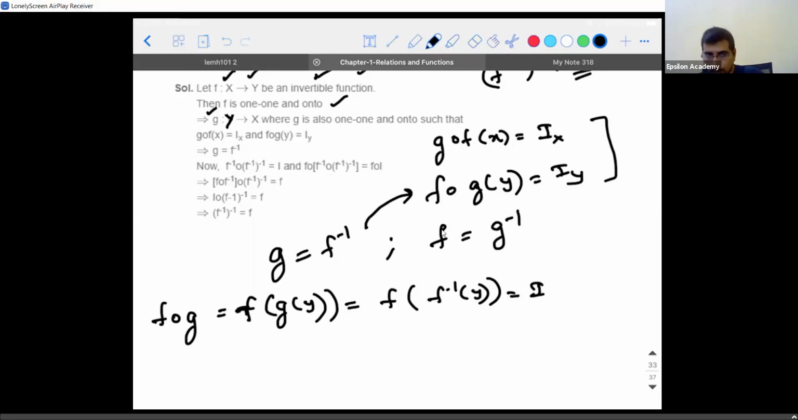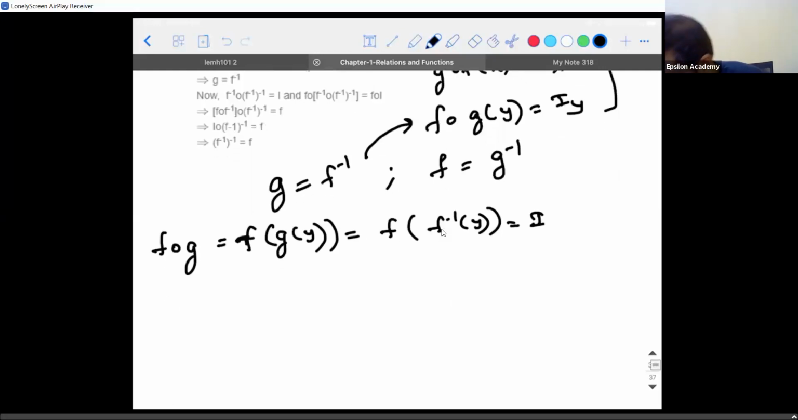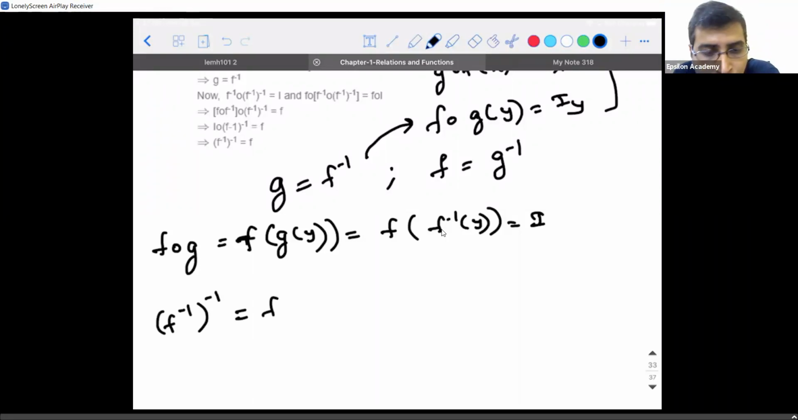Okay. Now, what are they asking? Next, we'll consider what we need to prove. We need to prove that the inverse of the inverse function is f. How do I prove it?